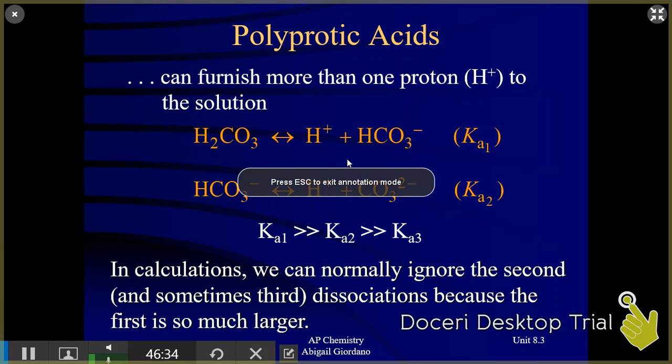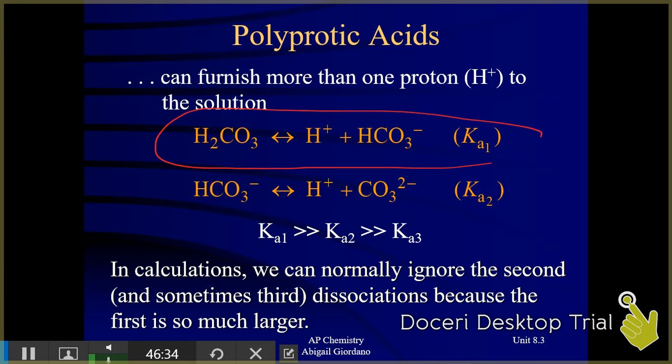So what we would do, guys, is we would focus our attention right here and right there only and do an ice table just for that one reaction using that first Ka value, and then we'd calculate at the end of that ice table and then call it a day. Okay, we would not have to even worry about this guy.